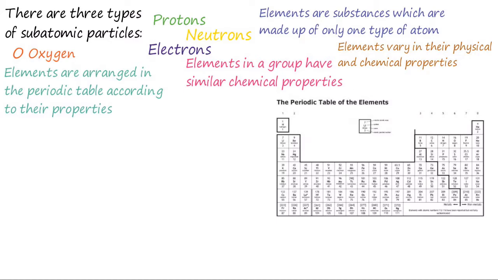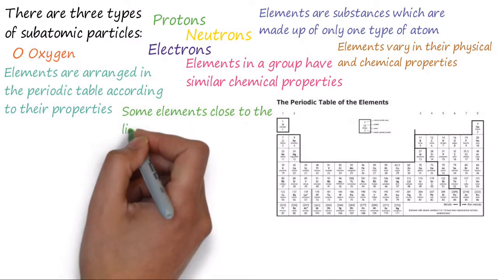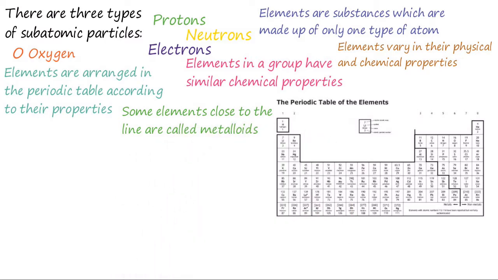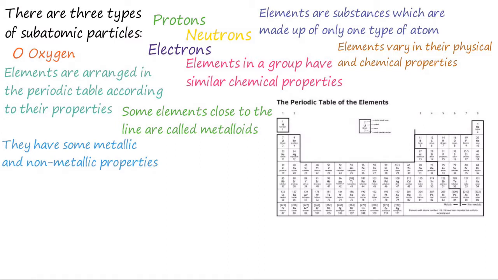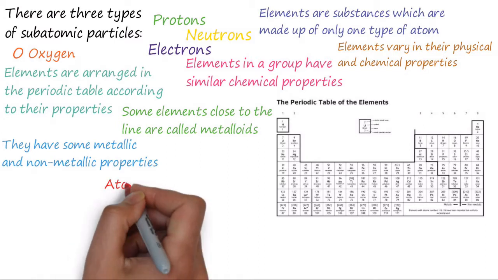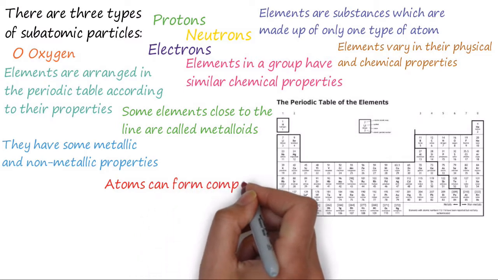The periodic table features metal elements and non-metal elements. Generally, metals are on the left and non-metals are on the right. The separation produces a characteristic staggered line. Some elements close to the line are called metalloids. This is because they share some metallic properties and some non-metallic properties.